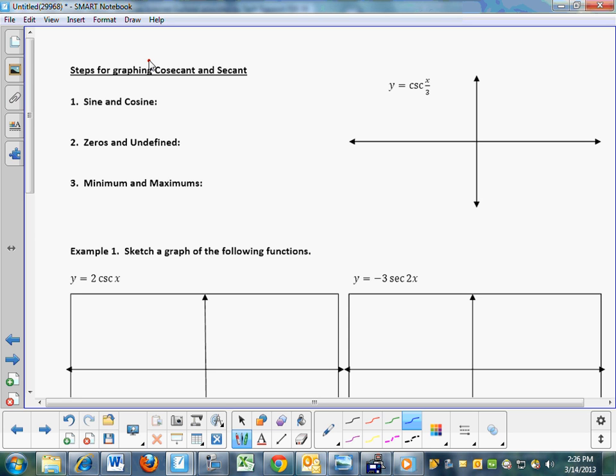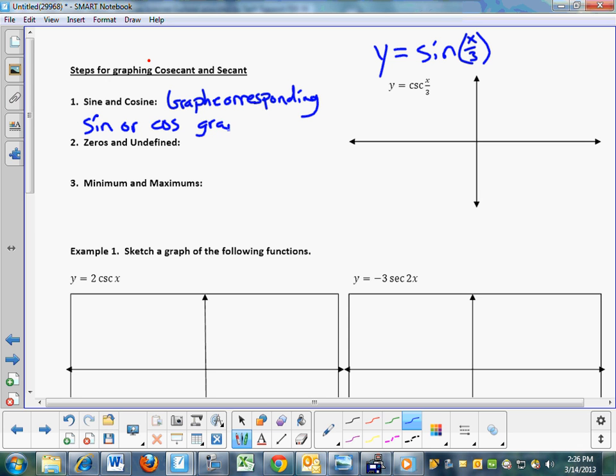Instead of graphing y equals cosecant of x over 3, I'll graph y equals what? Sine of x over 3. Very good. That's what I'm going to graph instead. So the first step for graphing secant, cosecant, sine and cosine: graph the corresponding sine or cosine graph. You have to start with that. If you want to graph a secant or cosecant graph, you have to sketch its reciprocal first.